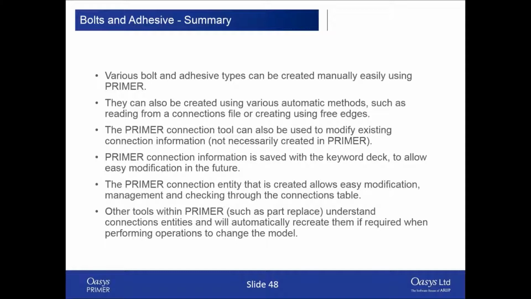It's also worth noting that other tools within Primer know about connections. An example here is part replace. If you're replacing a part, then Primer knows what connections are attached to that part, and it knows that the mesh might change, so it has to remake those connections to attach to the new part that you're bringing in. So using connection entities within Primer also feeds into all the other features in Primer, and when using those features, it helps maintain the integrity of your model.